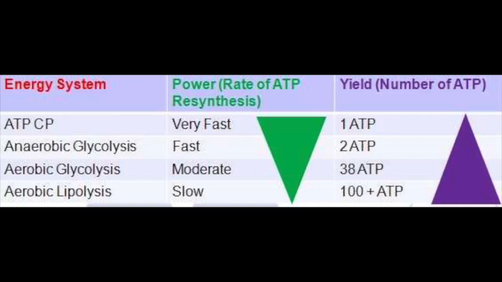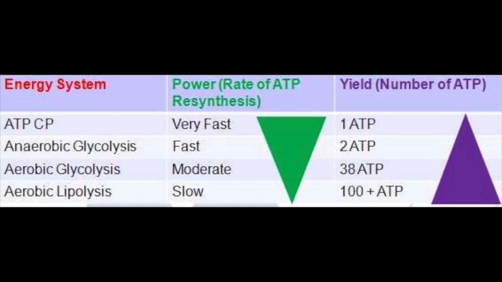Aerobic lipolysis produces about 100 molecules of ATP per molecule of fat. So that's a lot of energy made by that particular system. The thing that controls this is the intensity at which we're working. If we're working really, really hard, so we need lots and lots of energy really fast, then our ATP-PC system will be the predominant energy system in the amount of energy being produced.